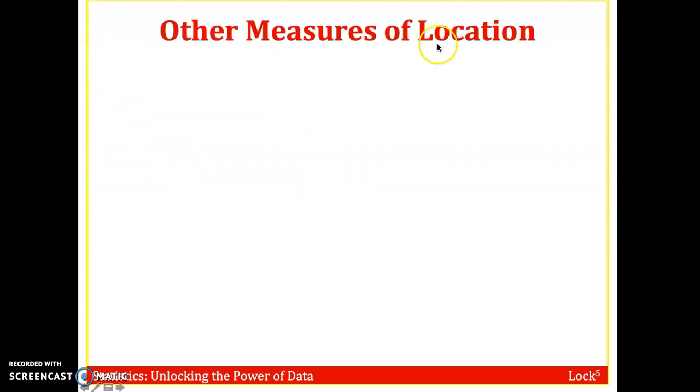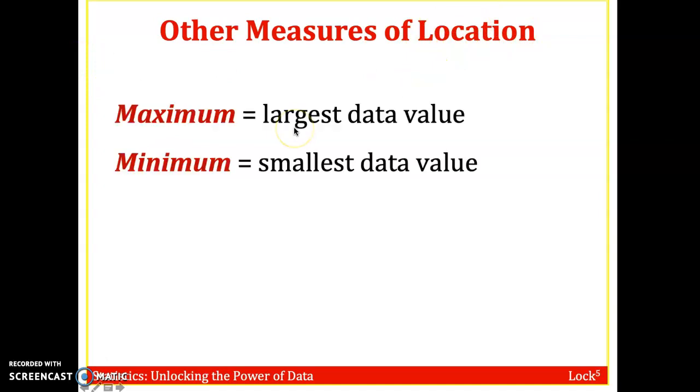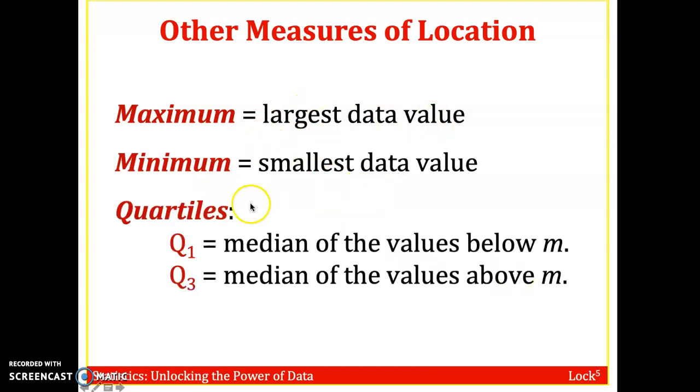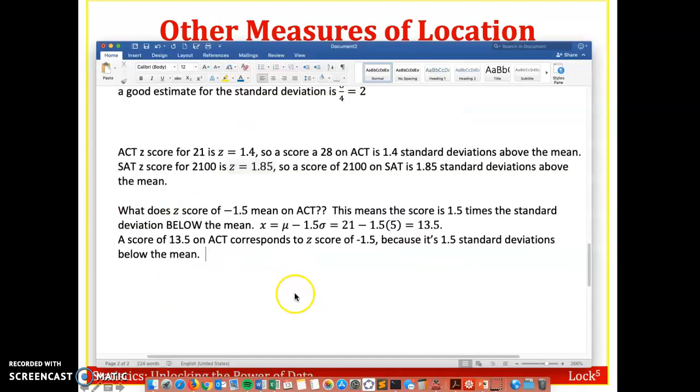All right, so we're going to look at other measures of location. Two fairly obvious ones: maximum and minimum, the largest data value and smallest data value, and quartiles. Q1 is the median of the values below M, where M is the median. And Q3 is the median of the values above M. So these are the textbook's definitions, but I like another way to think about these quartiles.